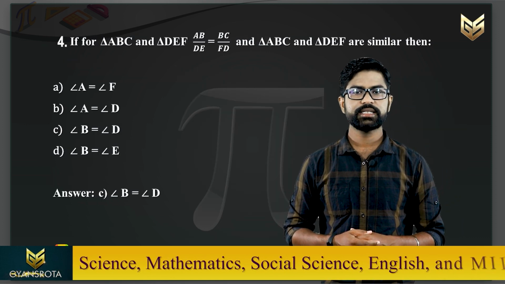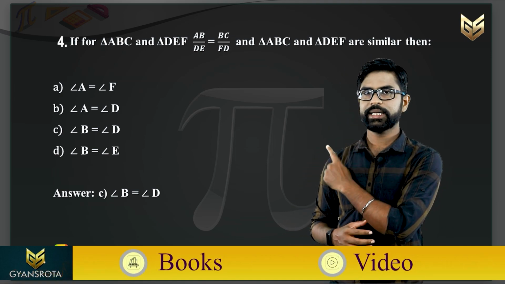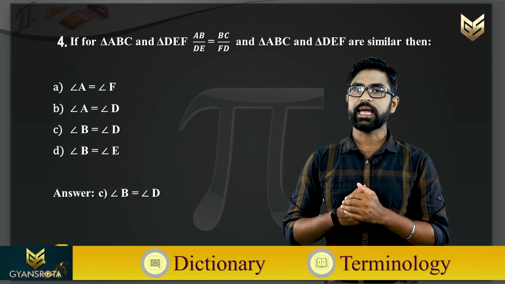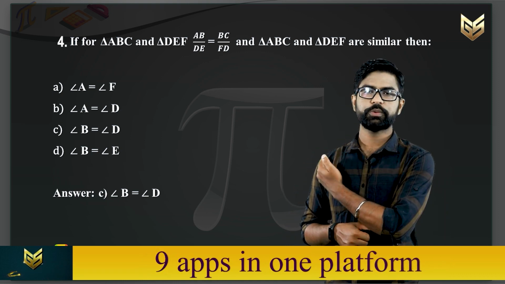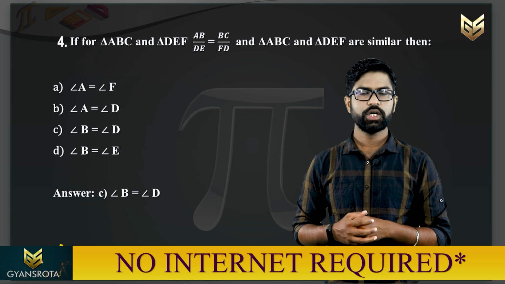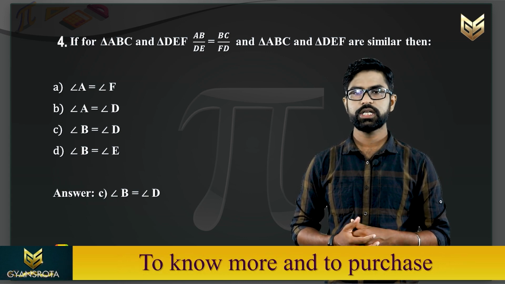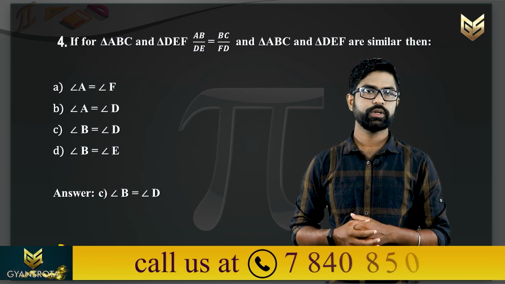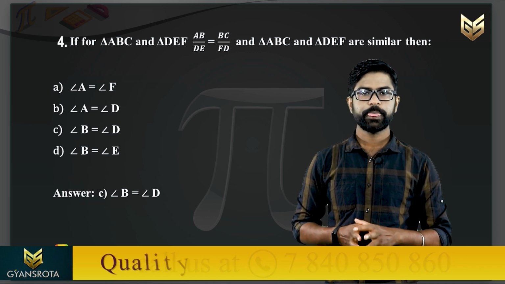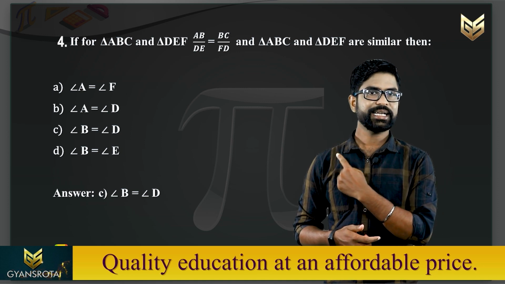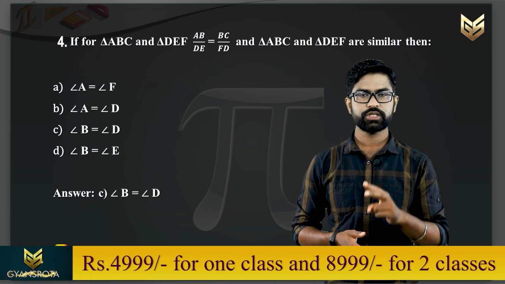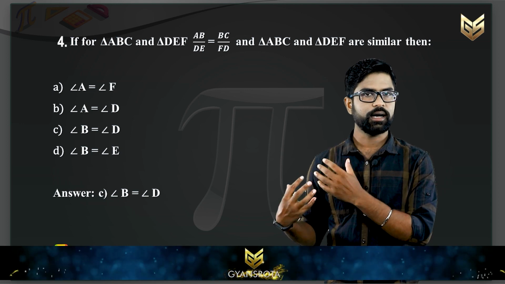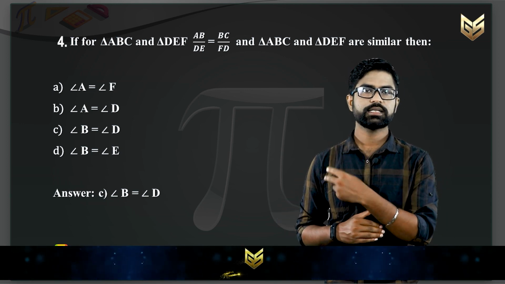If for triangle ABC and triangle DEF, AB by DE is equal to BC by FD, and triangle ABC and DEF are similar, then option A angle A is equal to angle F, option B angle A is equal to angle D, option C angle B is equal to angle D, and option D angle B is equal to angle E. Now here you can see we have one condition, AB by DE is equal to BC by FD. That means two sides are proportional.